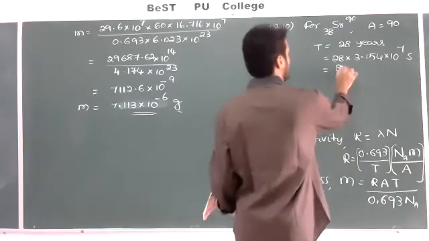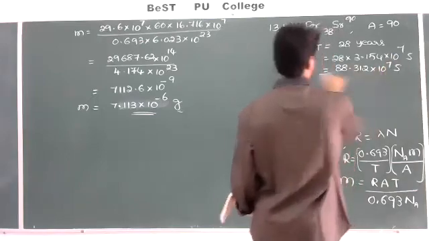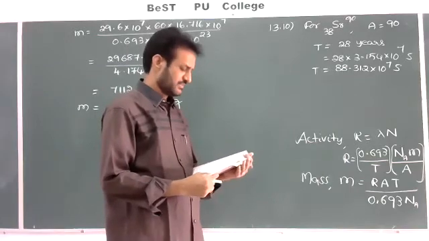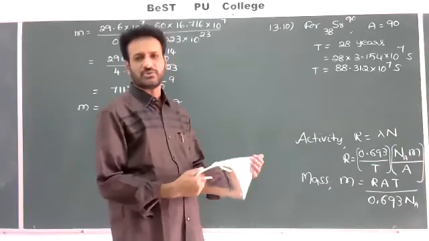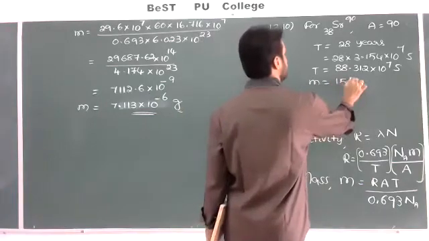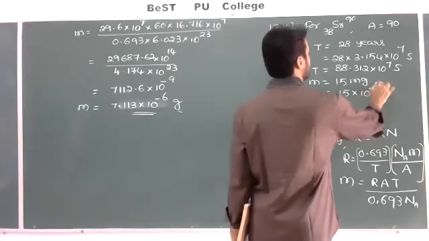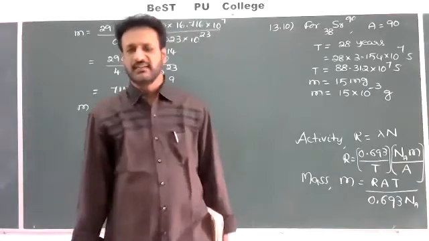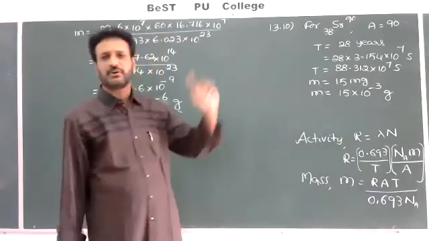That is equal to 88.312 into 10 to the power of 7 seconds. That is the half-life of strontium. Now, what is the disintegration rate of 15 milligrams of this isotope? The mass is given. We should write mass m is equal to 15 milligrams, which is equal to 15 into 10 to the power of minus 3 grams. So we can maintain grams only. Why we have to maintain grams: because the Avogadro number we are taking is 6.023 into 10 power 23.